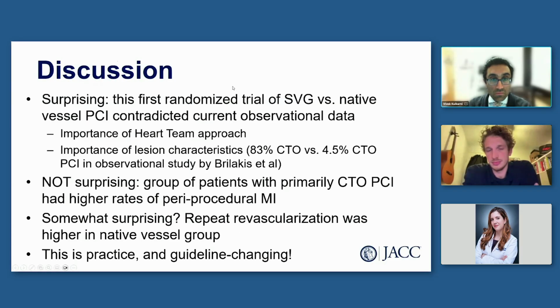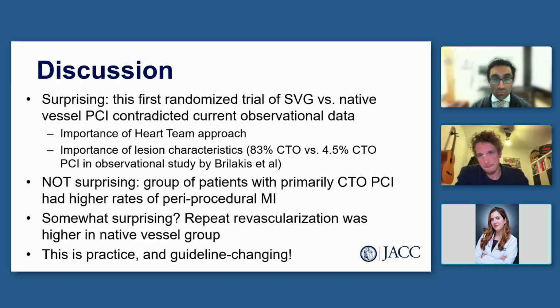That's exactly right. This is why this trial is maybe even more practice changing than most, which is the last and most important point here. For interventionalists who are doing these interventions and thinking about vein graft versus native vessel interventions, I think many of us were surprised, right? It was the first randomized trial, and it contradicted the current observational data, and that's large observational data.